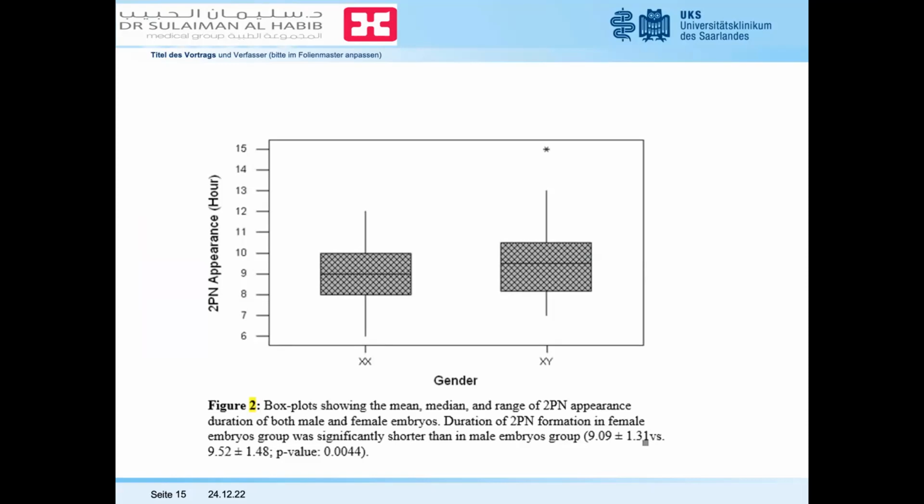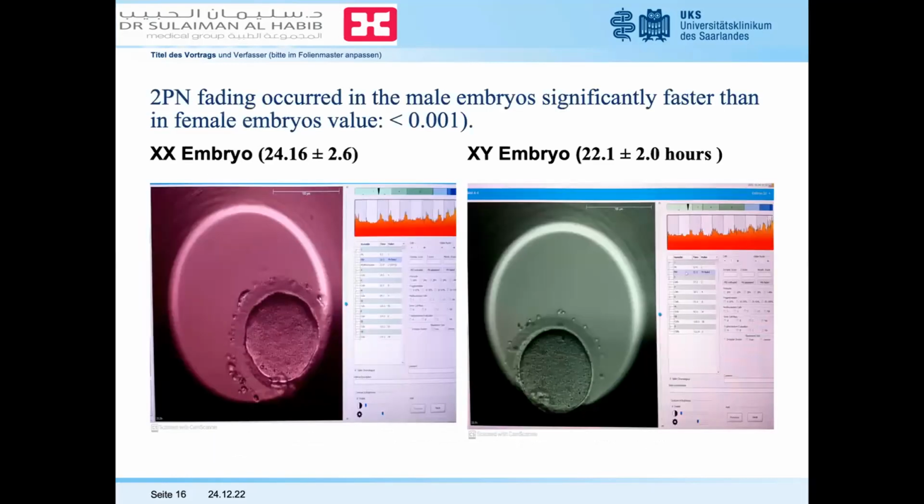The next stage is 2PN division. The 2PN division was faster in male than female. It takes around 22 hours in the male embryos, whereas the female embryos take 24 hours. The last stage is the blastulation rate. We noticed that the blastulation rate in the female or XX embryos was higher than in the XY embryos.